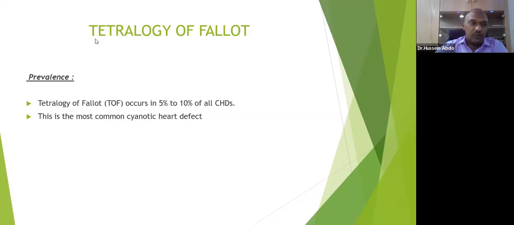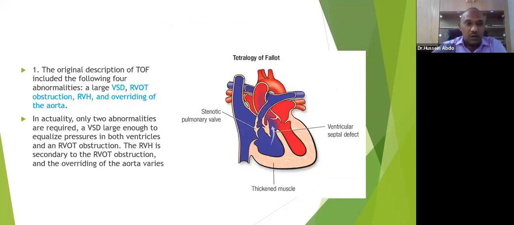Now I'm going to speak about tetralogy of Fallot, which is the most important and common cyanotic congenital heart disease. It accounts for 5 to 10% of all congenital heart disease. As you know, the original description of tetralogy of Fallot is 4 abnormalities: a large VSD, RVOT obstruction, right ventricular hypertrophy, and overriding of the aorta. In actuality, only 2 abnormalities are needed to cause tetralogy of Fallot: the large VSD to equalize the pressure, and the RVOT obstruction. In this patient, the pressure in the right and left ventricles is almost the same.